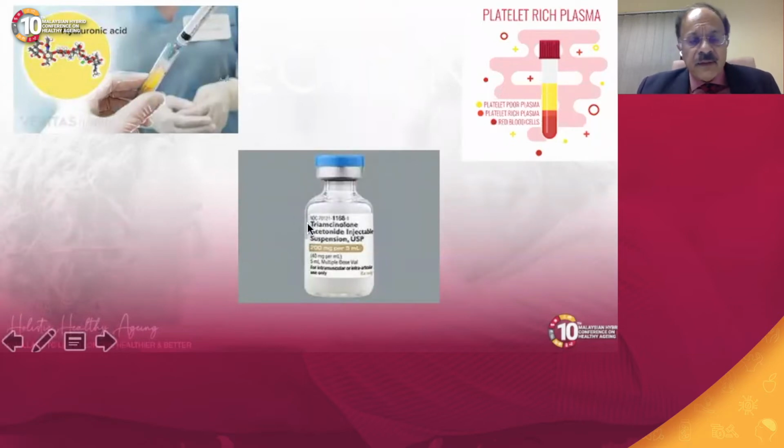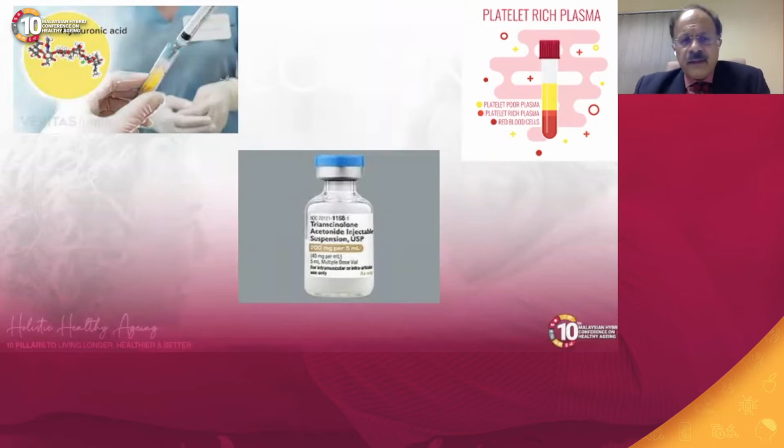We also have steroids, and we've got platelet-rich plasma. Now, all of this are not guaranteed. It depends on when you use them and how frequently you use them. It usually is effective in those who are basically in the early stages of osteoarthritis. Once you get to stage 3 and stage 4 and so on, it's quite difficult that these drugs are going to be effective anymore.